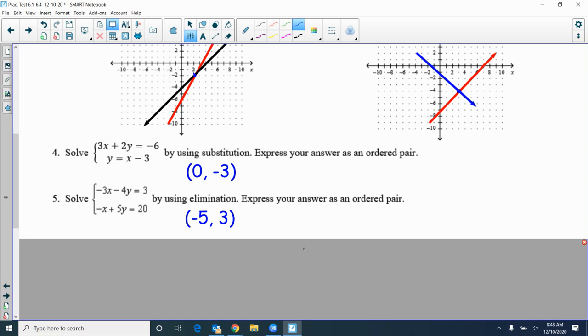When you substitute that in, I'll go through the work here in a second. So you've got to use it. Now, these are the only 2 where you have to use what it tells you to use. You've got to use substitution here, and elimination in the second one. So you should get (0, -3) and (-5, 3).